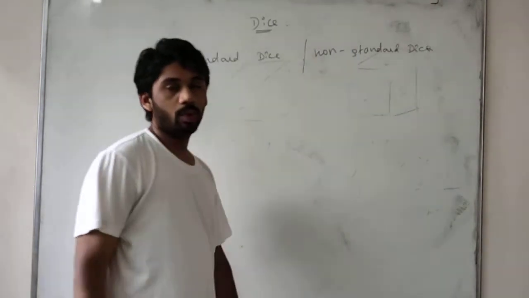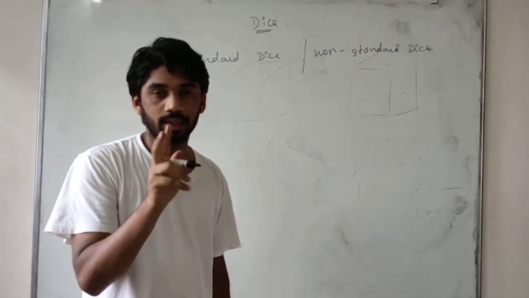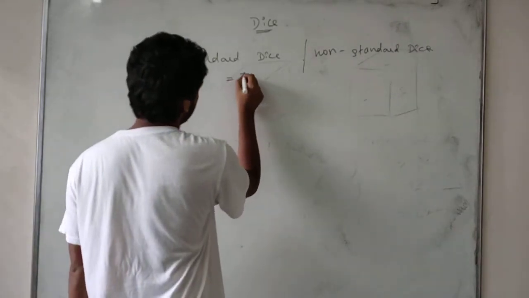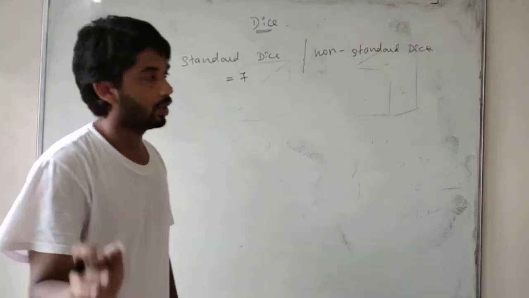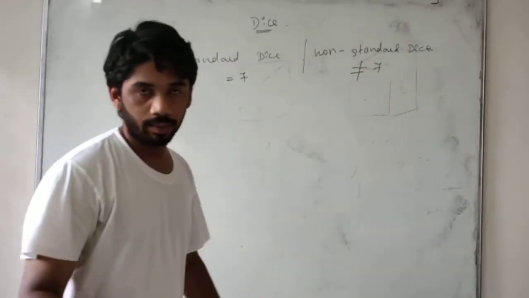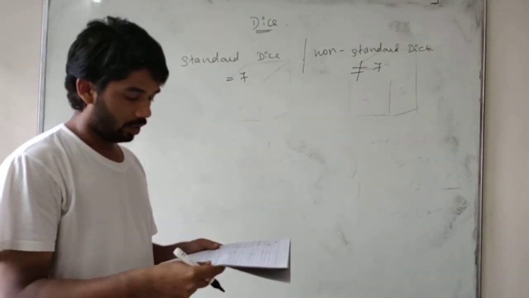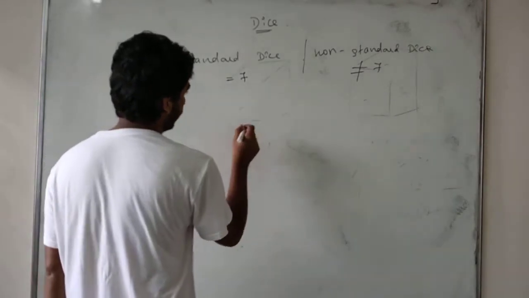So here, what is standard? Standard dash is nothing but when you are adding two dashes, the sum must be equal to 7. Standard dash is equal to 7. Non-standard dash is not equal to 7. When we add two dashes, it is not equal to 7. That is called a standard dash and non-standard dash. For example, we take two dashes.